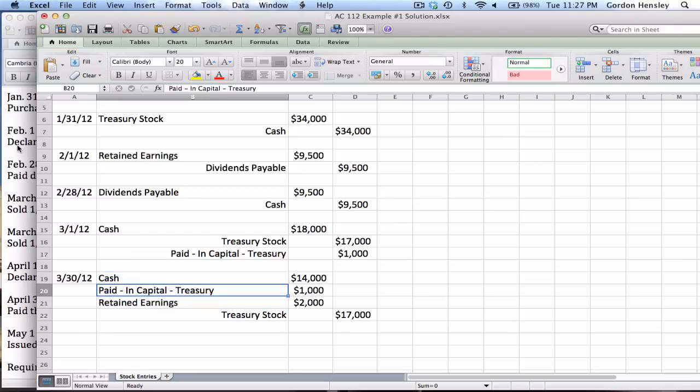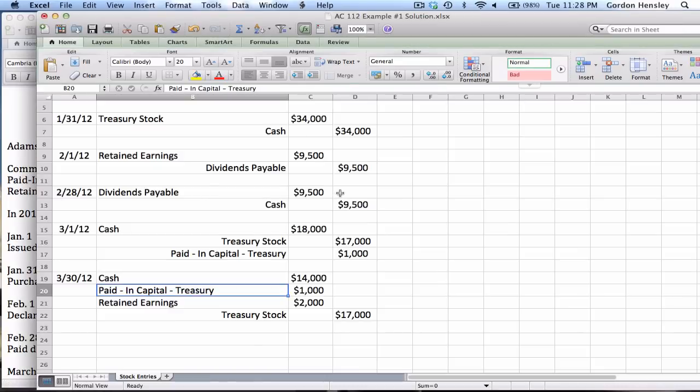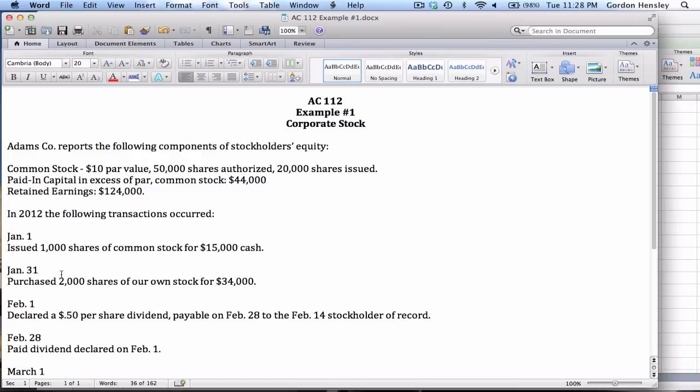Now, a lot of people would point out, if you go back to the very beginning of the problem, they actually have 44,000 in paid-in capital, but that's paid-in capital on the common stock. That's not on treasury. So you want to be able to differentiate there. So that'll take care of that transaction on March the 30th.